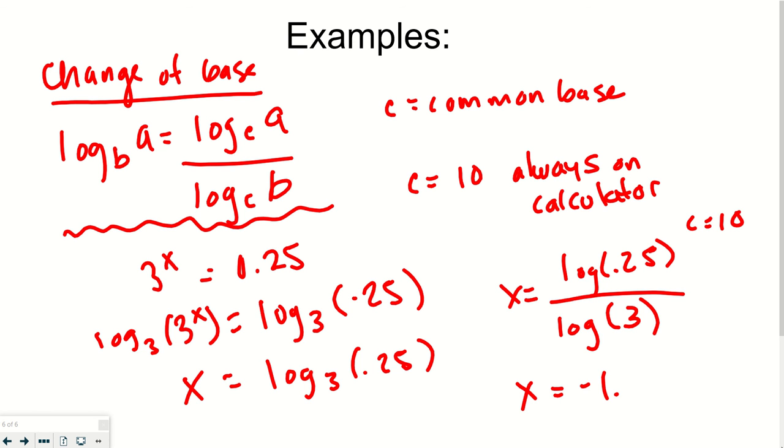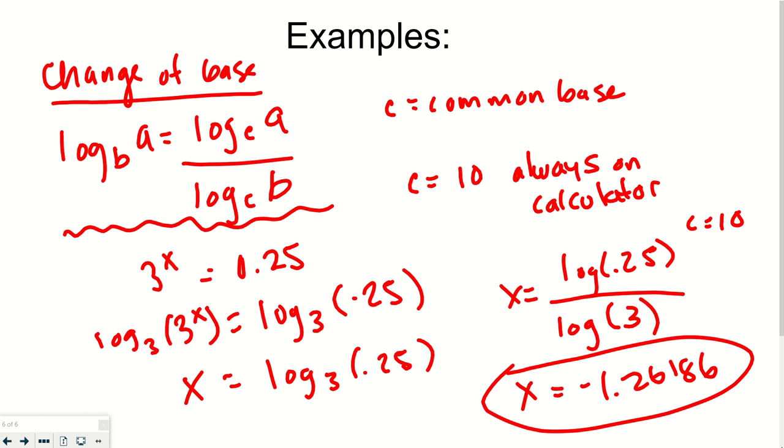And then if you do this correctly, your solution should be negative 1.26186. Okay, so I would just do this top part first on the calculator, write it down somewhere, and then find the answer for 3 and click the log, and then you're going to get a solution here, and then divide those two numbers to get the solution out. Okay, but if some of you have scientific calculators at home, by all means type it in this way.